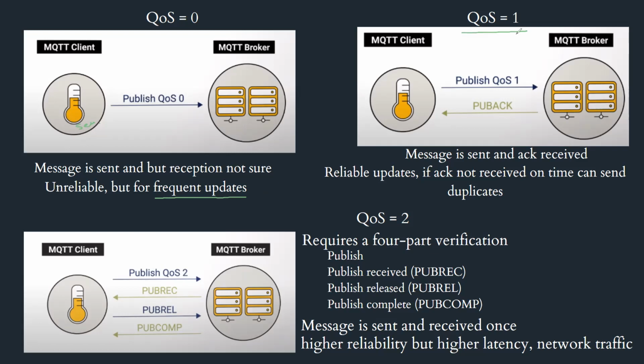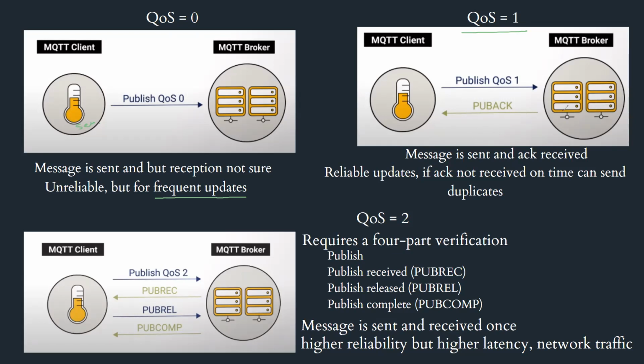In QoS 1, quality of service level 1, it is much more reliable than the quality of service 0 level. And it uses an acknowledgement method to ensure the quality of service.